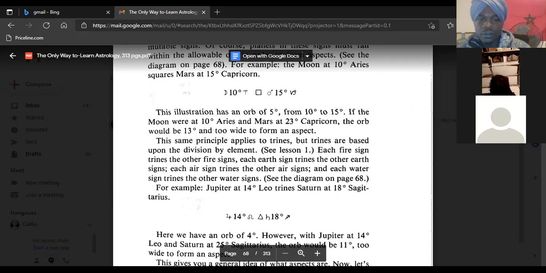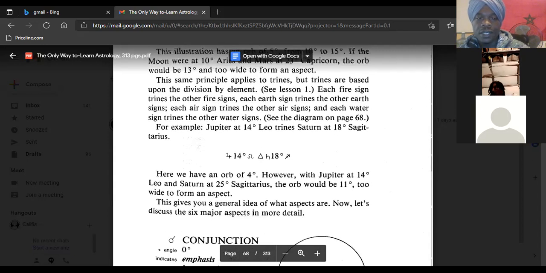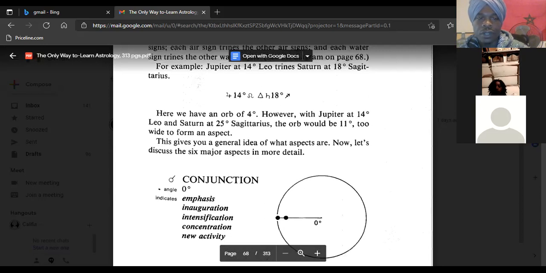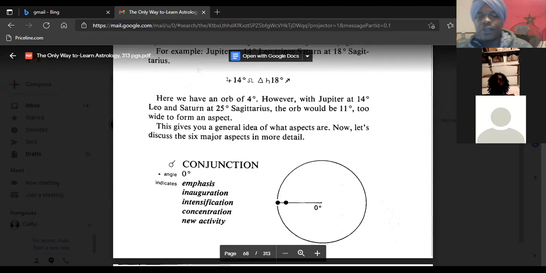For example, Jupiter at 14 degrees Leo trine Saturn at 18 degrees Sagittarius. An example of a schematic. Here we have an orb of 4 degrees. However, with Jupiter at 14 degrees Leo and Saturn at 25 degrees Sagittarius, the orb would be 11 degrees, too wide to form an aspect. This gives you a general idea of what aspects are. Now, let's discuss the 6 major aspects in more detail.